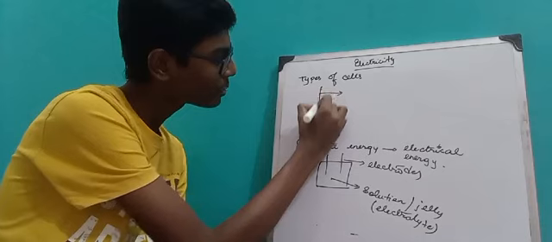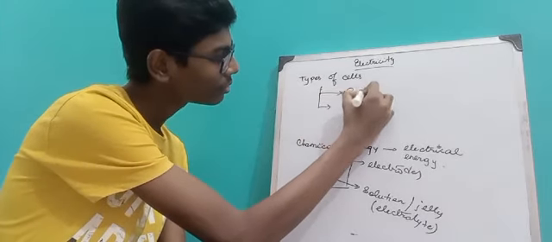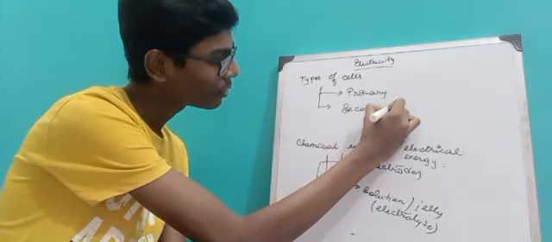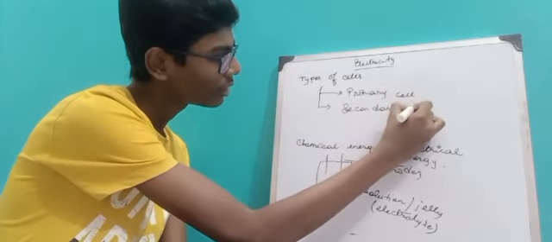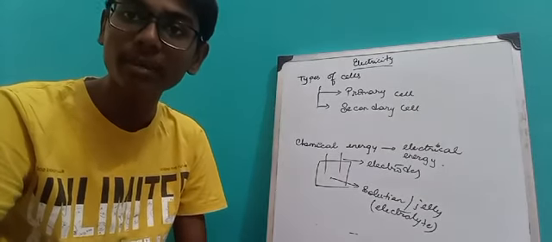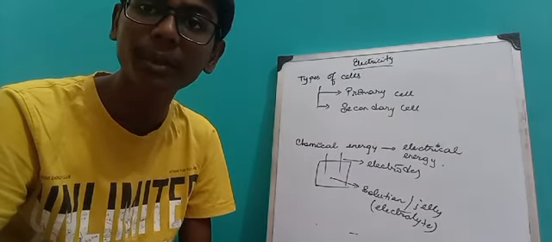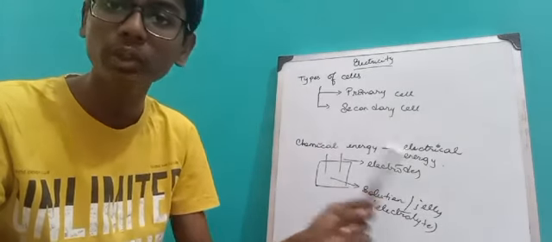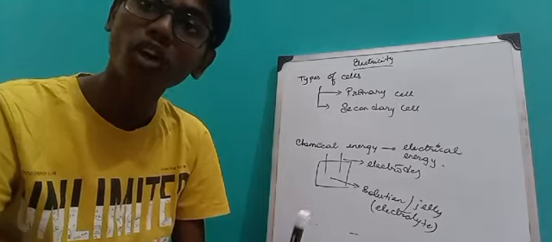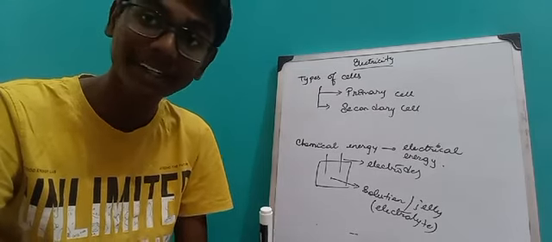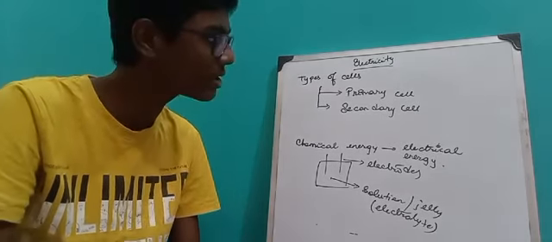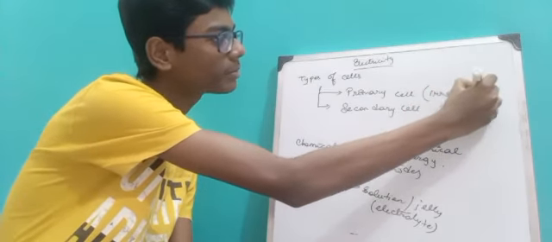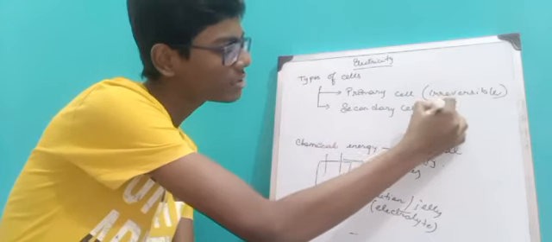Cells are of two types: primary and secondary. If we are talking about a primary cell, the first thing to keep in mind is the chemical reaction, that is, chemical energy getting transferred into electrical energy. It is possible here, but it is not reversible. The chemical reaction is irreversible here, but in secondary cells it is reversible.